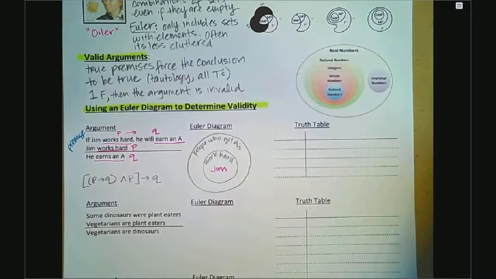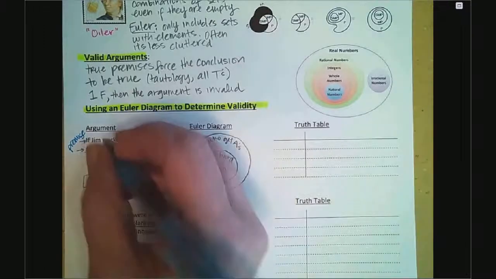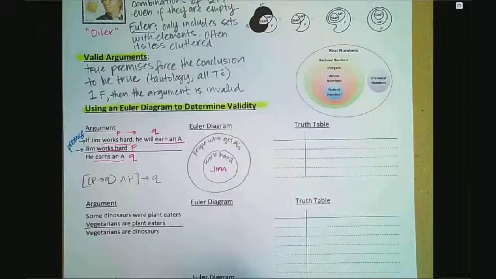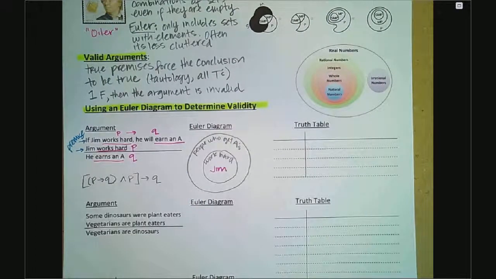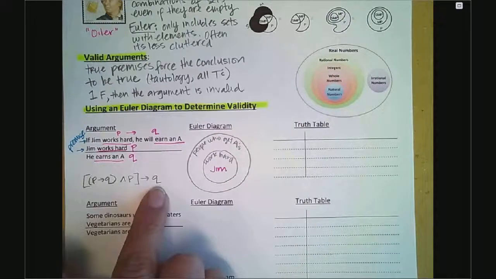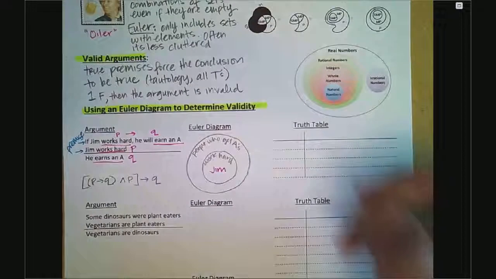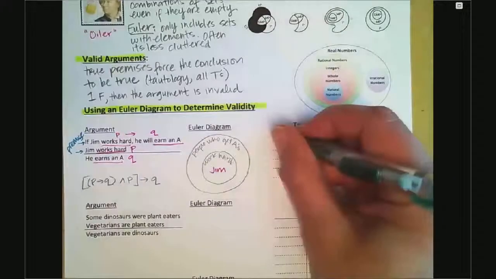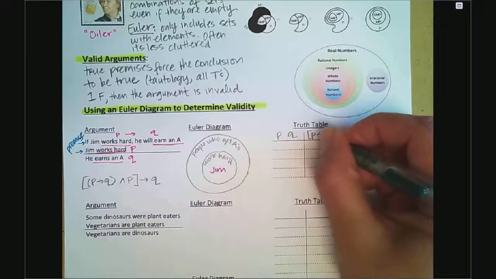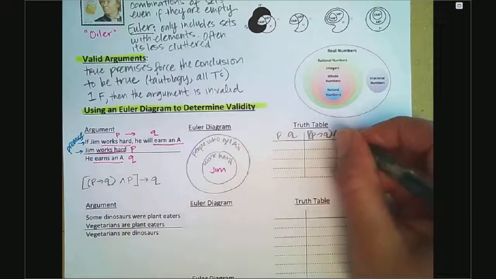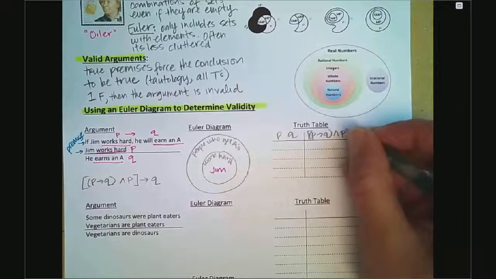Okay. So these are my two premises. And then this is my conclusion. And so, premise 1, premise 2 leads to the final thing, Q. And we go to our truth table. I have P, I have Q, I have P, I have Q, and P implies Q.